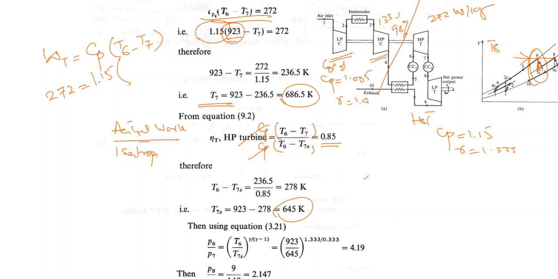So now I've got the expansion, which is P6 by P7 would be equal to T6 by T7s, which is the isentropic expansion, to the power of gamma divided by gamma minus 1.